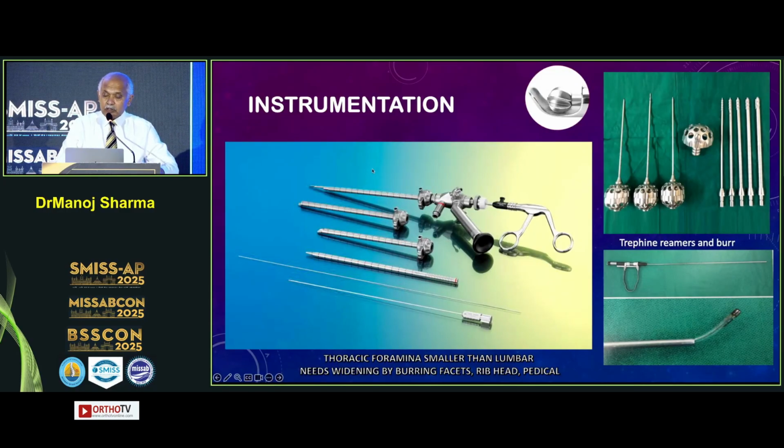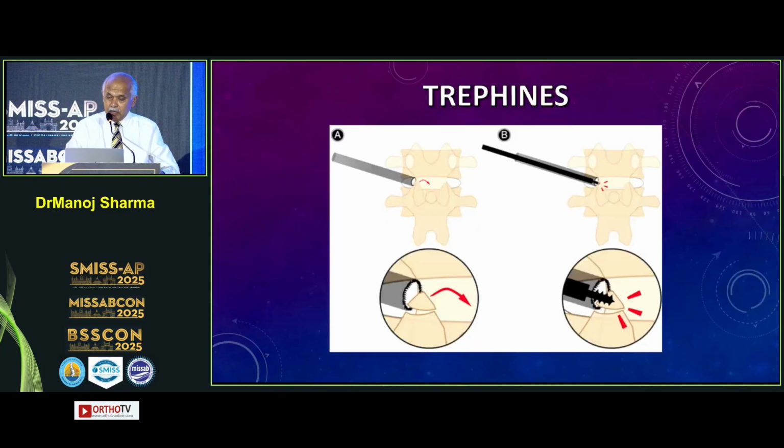Now, instruments, all of us know, but the most important instruments here are the trephine, reamer, and burr, because thoracic foramina are very small in size, and we have to widen them by burring the facet, the rib head, the pedicle, because these are the things which come all around it. So you've got the manual reamer. You just put in a needle, a wire, and then the reamer, just keep on increasing. It will increase the foramina. It's a simple job, and then you put in your working cannula.